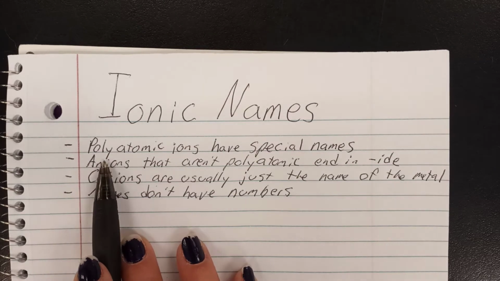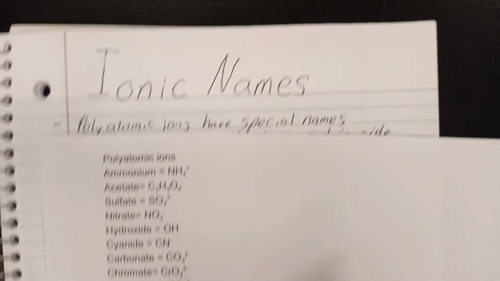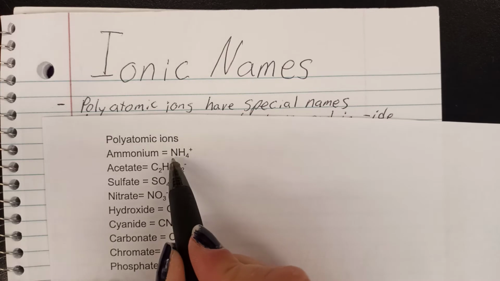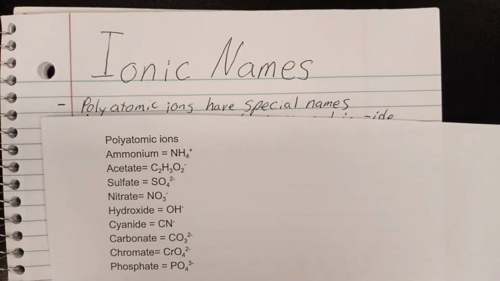Remember that polyatomic ions have special names, right? They come off this list right here. So when you see ions that have 2 capital letters, you're going to pull the words straight off this list.